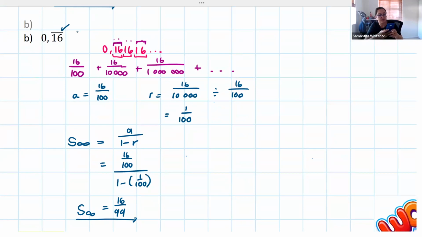Put it in scientific notation. There we go. 16 over 99, and there is the recurring decimal, 0.1616161616, etc., etc.